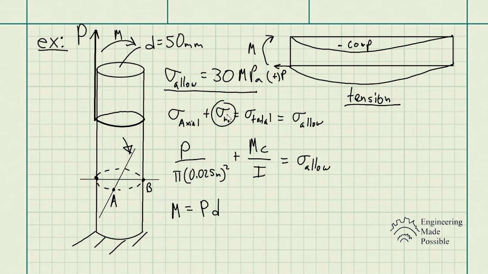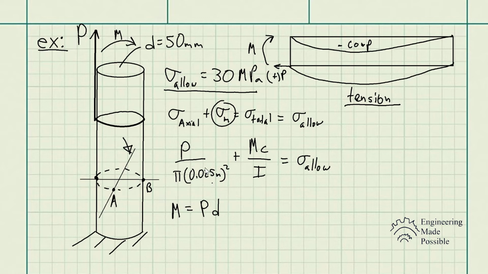So going back to the moment is equal to the force P times D. In this case, since we know the neutral axis is right at the center, D is going to be the radius, from the center to that force, the perpendicular length to P, which gives us P times 0.025 meters. And of course, we're going to keep this in variable form.